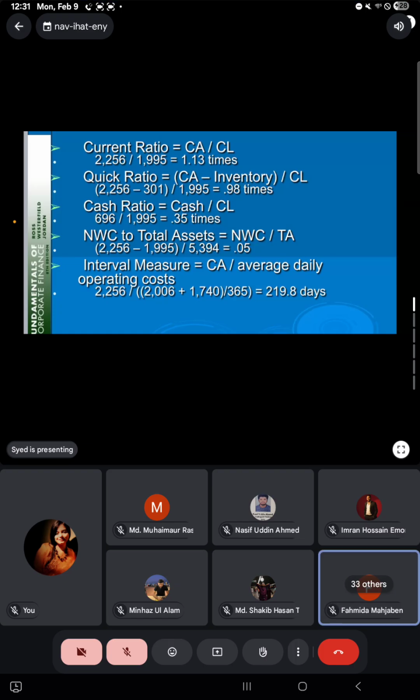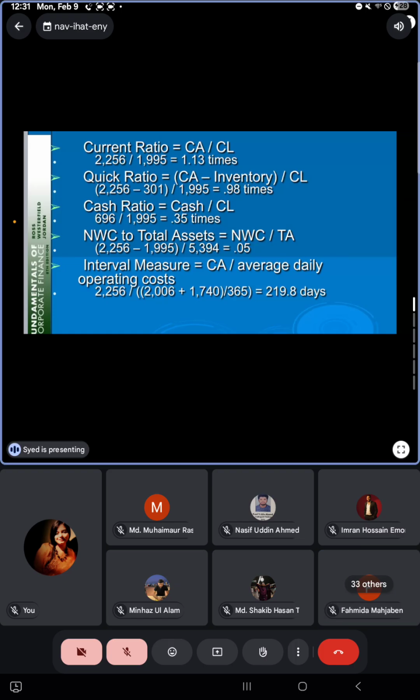No. No, because we know current ratio, the formula is current asset divided by current liability. So if the current asset is increasing by 1 lakh and current liability is also increasing by 1 lakh, then there will be no change in the current ratio. So you will not be able to improve it, right? So that's the reason why the investment in current asset must come from long-term capital sources.